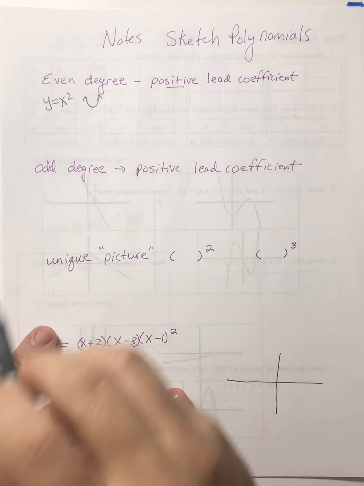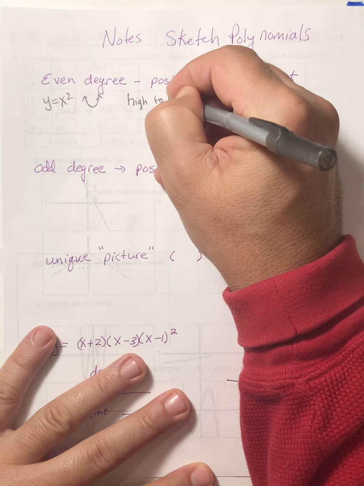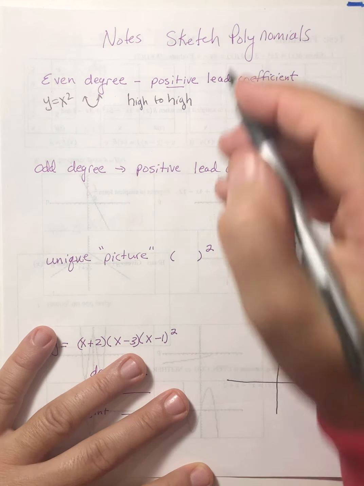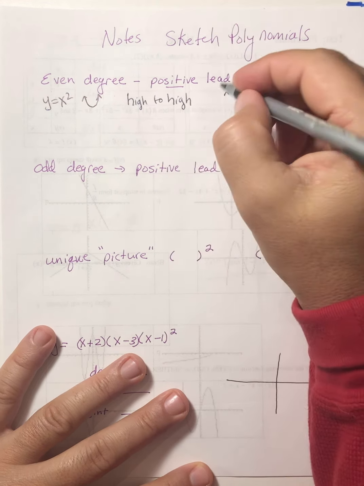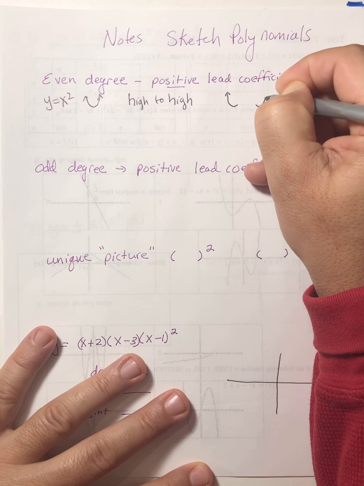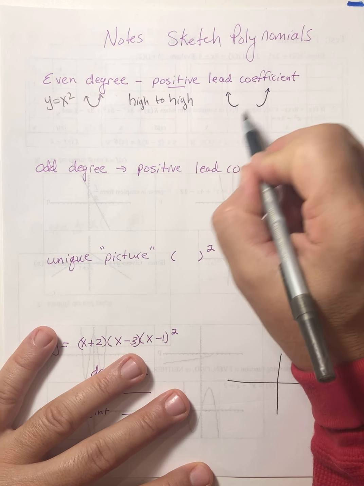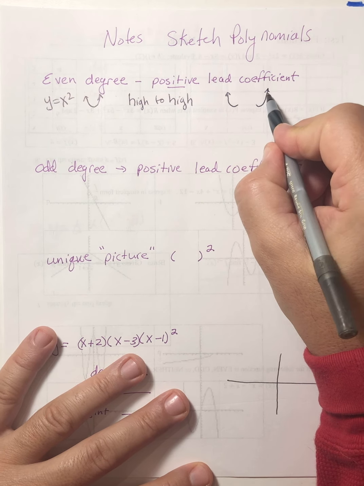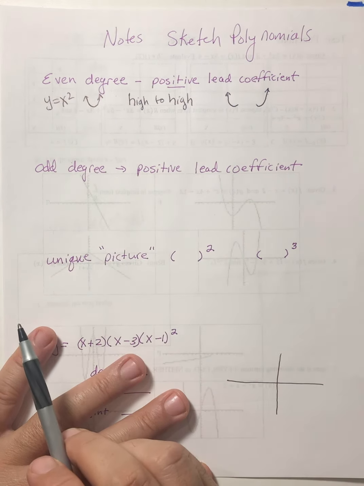Okay, so that means they go high to high. It's like high to high, meaning as you read from left to right, the curve starts like this, it does its business in the middle, and then it finishes high. So it could be a fourth degree equation, does little squiggles in the middle. It could be a sixth degree equation, does squiggles in the middle. So high to high for a positive lead coefficient with an even degree.